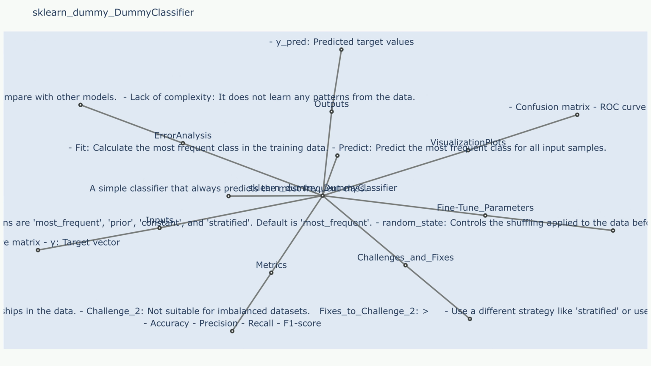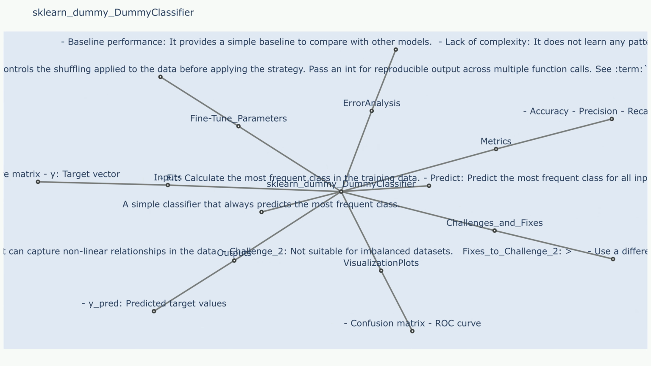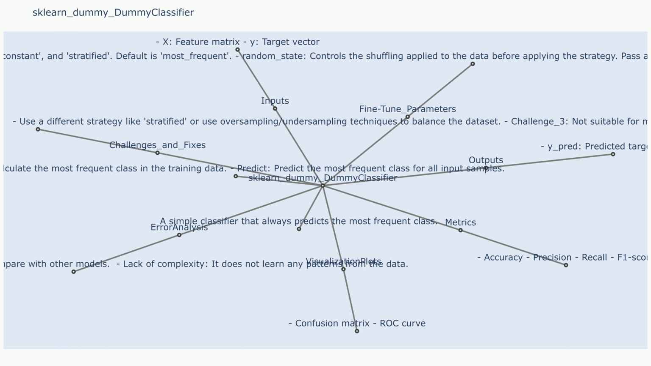Inputs: X, the input features: a 2D array-like structure. y, the target labels: a 1D array-like structure. Outputs: predictions: a 1D array-like structure containing the predicted class labels. Probabilities, optional: a 2D array-like structure containing the predicted class probabilities. Only available when the strategy is set to stratified or uniform.